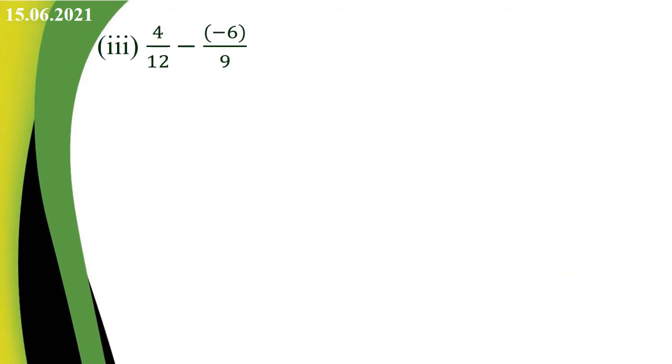Let's see third one. 4 by 12 minus 6 by 9. Let us find the solution. 4 by 12 minus 6 by 9. Here different denominator. So we need to find LCM. LCM means least common multiple.